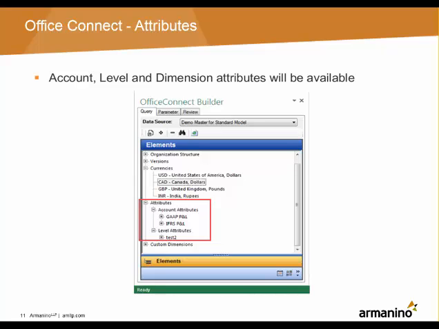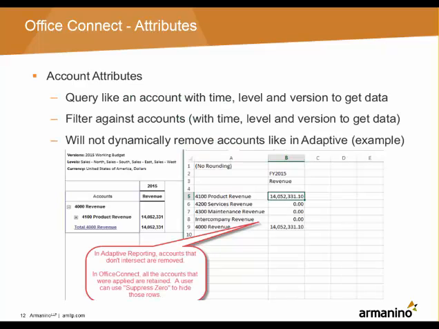The last major new feature is the addition of the use of attributes in your reports. All attributes are now available in Office Connect, including account, level, and dimension attributes, and these are all listed under the new Attributes element. There are a few differences in the use of attributes in Office Connect compared to how they're used in the adaptive web-based reporting. You can query the attribute like it is an account or use it as a filter against a group of accounts. However, accounts are not going to be dynamically removed as they would in the adaptive web reporting.